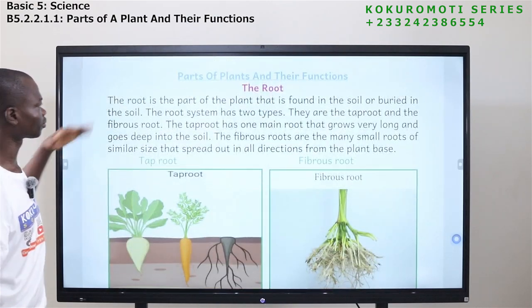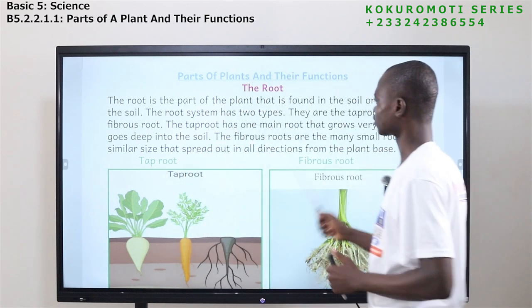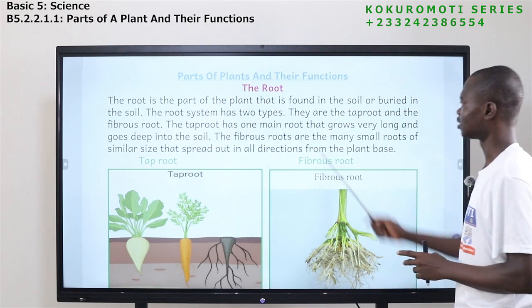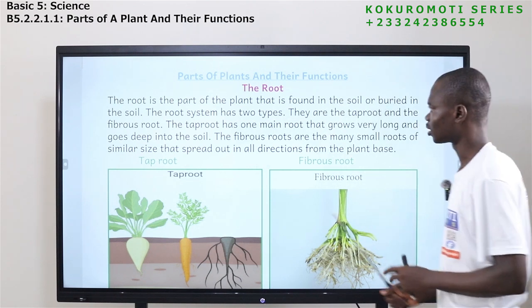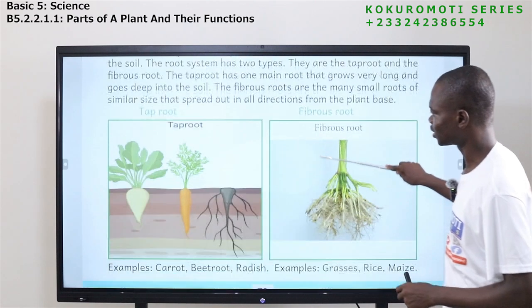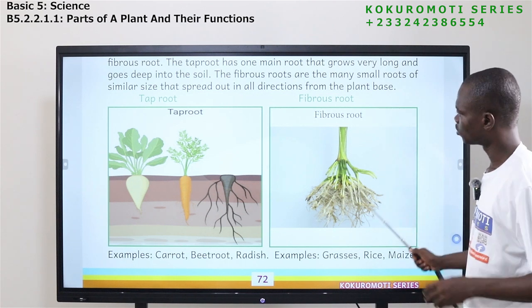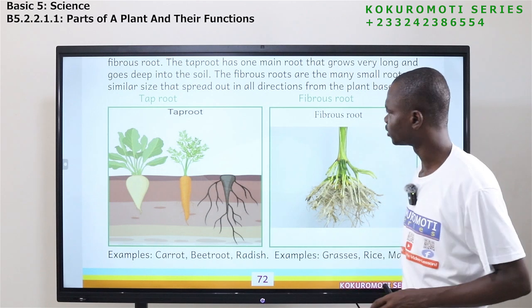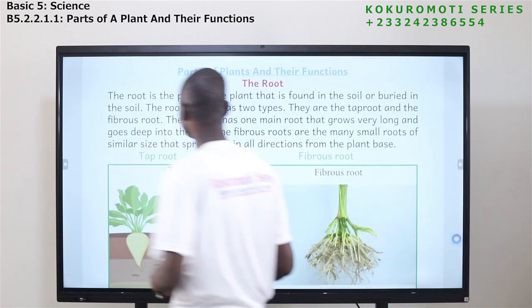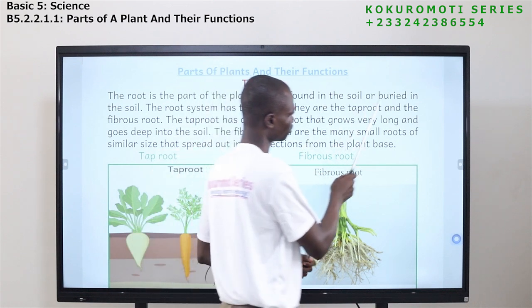We are looking at parts of plants and their functions. The first one is the roots. The first part that we are looking at is the roots. So this is how roots look like. This is one type of roots. Another type of root is here.